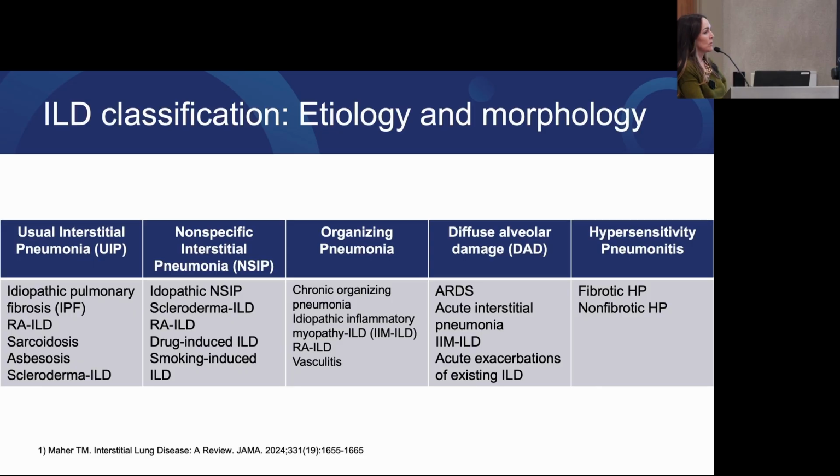DAD, diffuse alveolar damage, we're going to see usually hemoptysis in these patients. We're going to have a lot of ground glass. So it's all kind of whitish here, and then, because it's an interstitial disease, you're going to have all these interstitial infiltrates happening throughout.